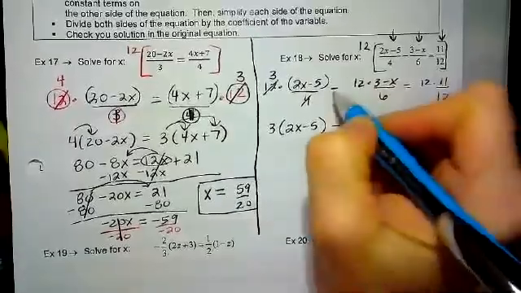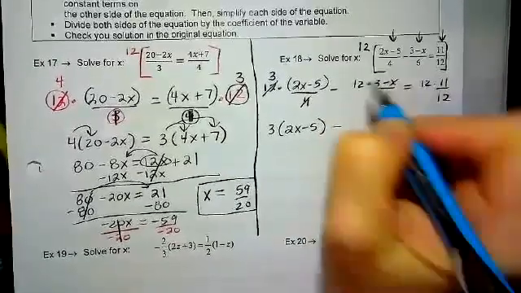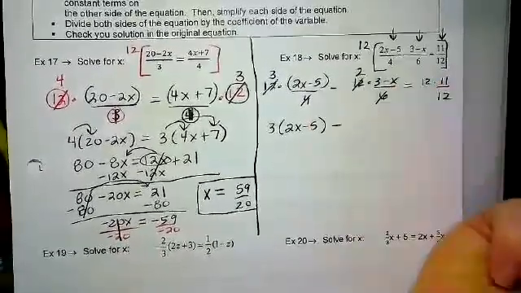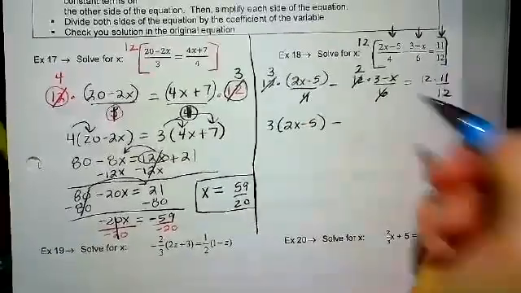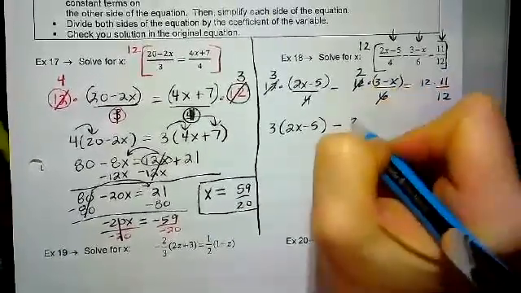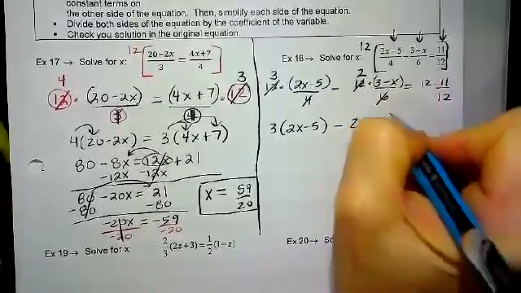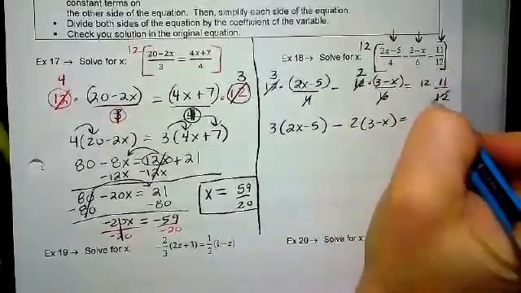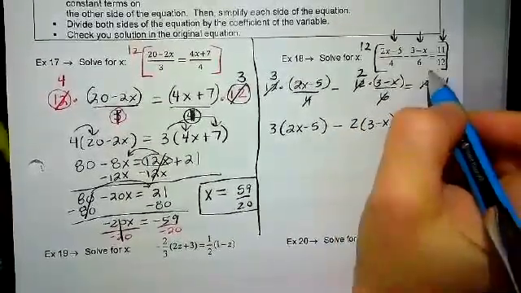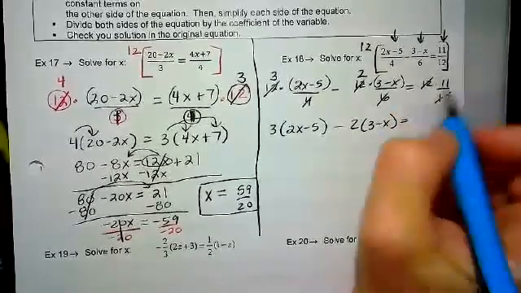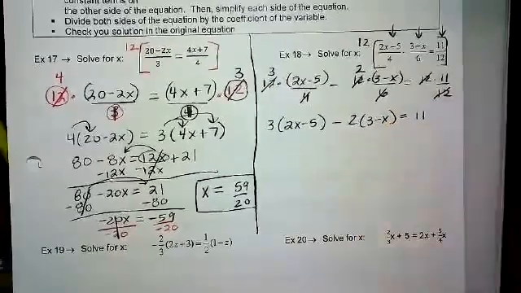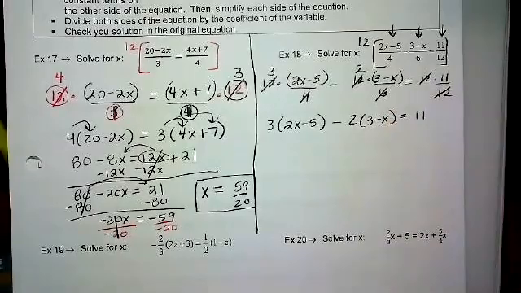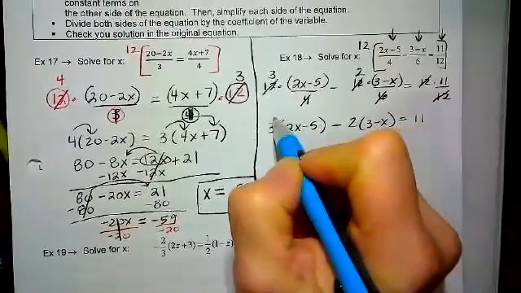And then over here, I brought down my minus sign. 6 goes into 6 one time and 6 goes into 12 two times. So we cross it out and put a 2. So we're taking 2 times the 3 minus x. And then here you can see 12 goes into 12 one time. So this would really just kind of be like 1 times 11. So really we just write 11. And then from there, you can just distribute and finish solving. So let's go ahead and do that.